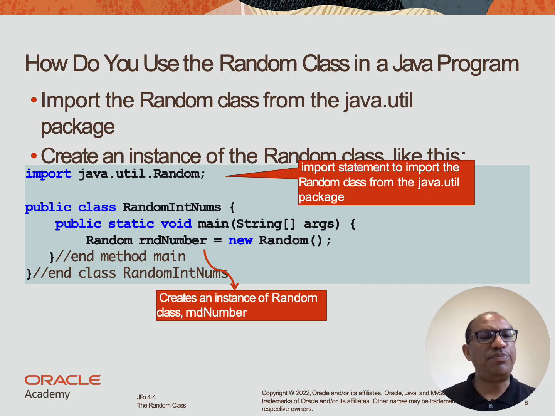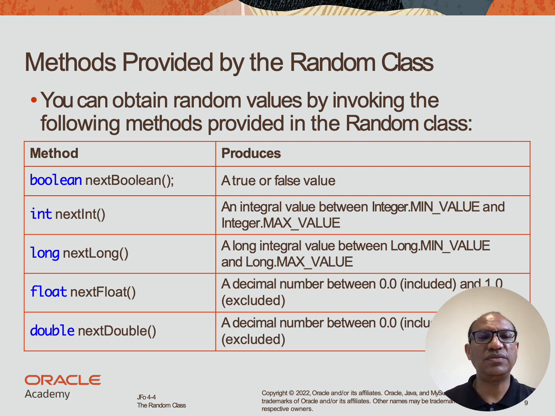To use it, import it. Import java.util.Random. Create an object, Random rnd equals new Random. Now you're ready to start generating random values. Once you've created a Random object, you can call methods like nextBoolean, which gives you true or false, nextInt gives you an integer, nextDouble gives you a number between 0 and 1.0, and so on. Each method returns a new random value.